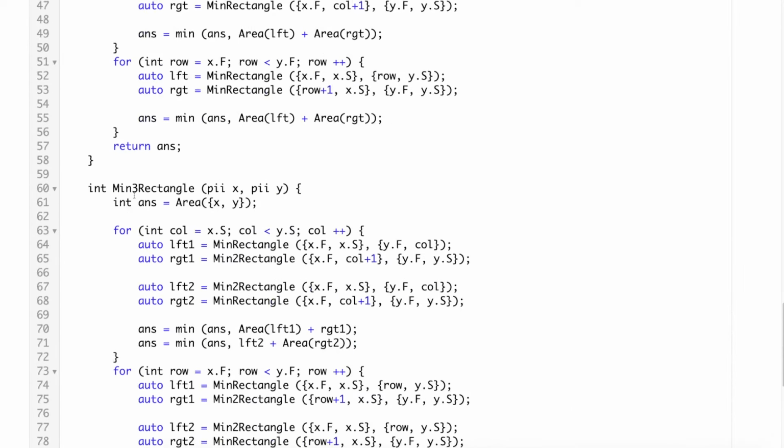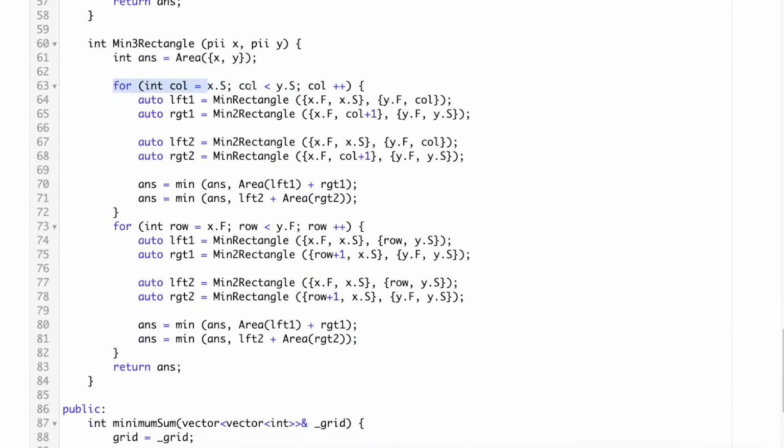Now in the min3 rectangle, we will try out every possible horizontal and vertical partitioning. For each partitioning, we will figure out two different things. One, for the left, let's say we are trying out vertical partitioning. So for the left side, if we cover the left side with just one rectangle, if we cover the left side with two rectangles, right? Similarly, if we cover the left side with two rectangles and right side with one rectangle, and we will simply take the minimum across those two, right?